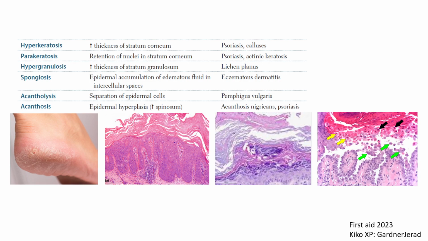Then there are some buzzwords when we describe a lesion. I think this is the most important thing for this topic. The first one is hyperkeratosis. That means thickening of the stratum corneum. So this is the clinical photo, and in the histology slide, we can see this thickening of the corneal layer. So we call this hyperkeratosis. But you cannot see any nucleus inside. If you see nucleus inside, that is parakeratosis.